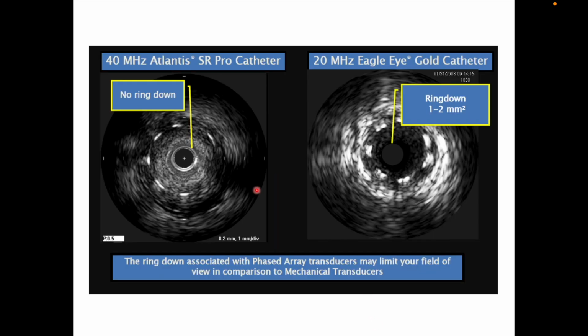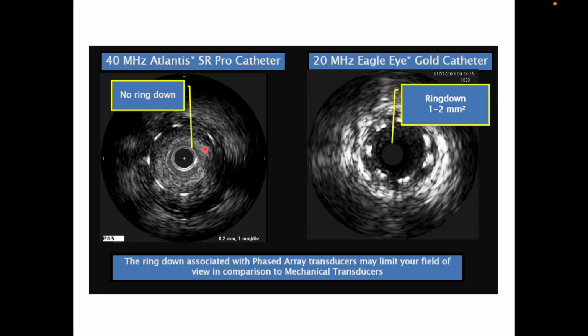Now looking at the quality of imaging, the resolution, we can see that this is the Boston Scientific catheter. It has 40 megahertz, and the Eagle Eye has 20 megahertz, so the resolution is definitely better here as compared to the Eagle Eye catheter.